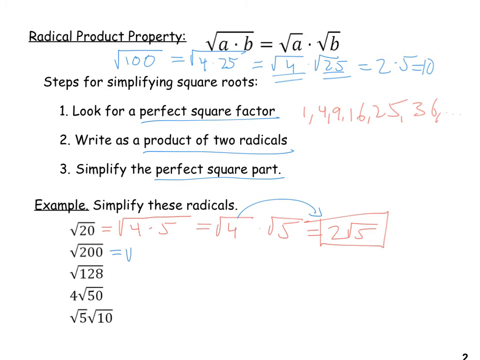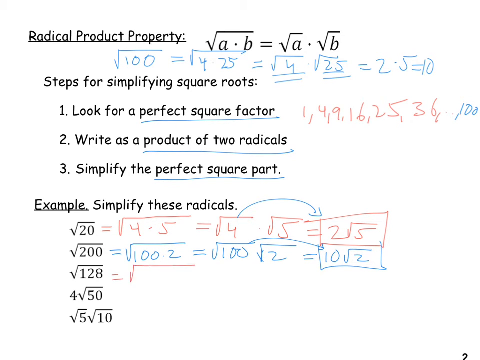How about the square root of 200? Is our perfect square hiding in there? I think, remember, 100 was a perfect square. So 100 times 2 is equal to 200, right? So that's the same thing. Now we can break this up into the square root of 100 times the square root of 2. Do we know the square root of 100? We sure do. That's going to become 10. I don't know the square root of 2, so we leave that alone. Okay?